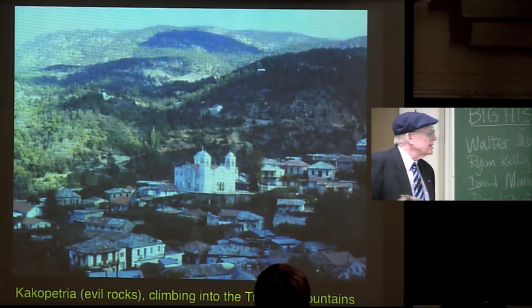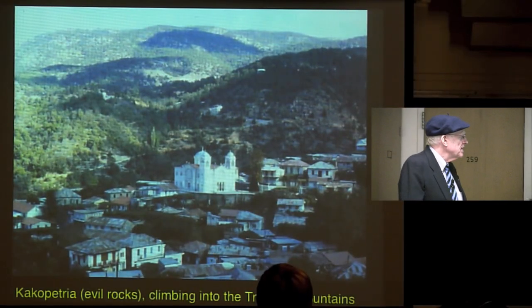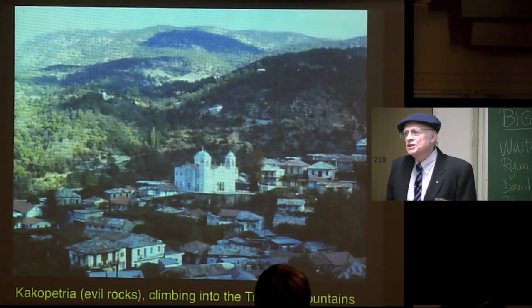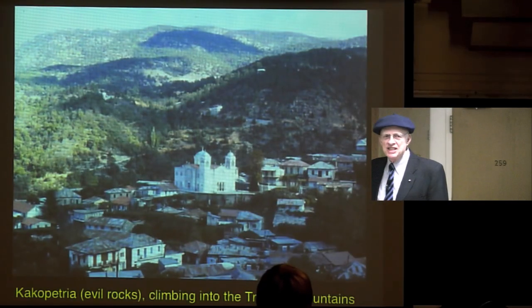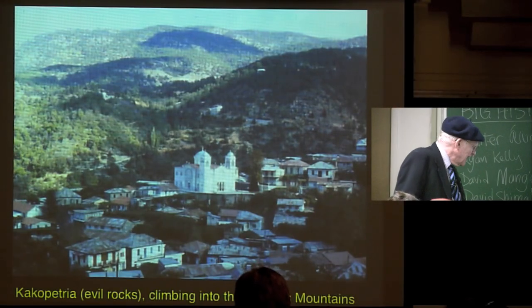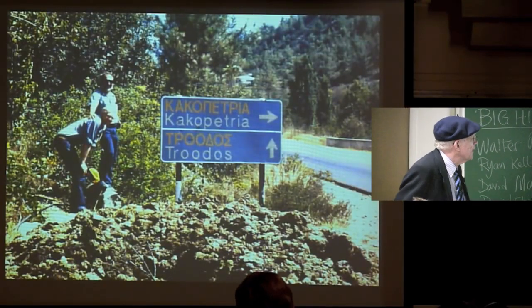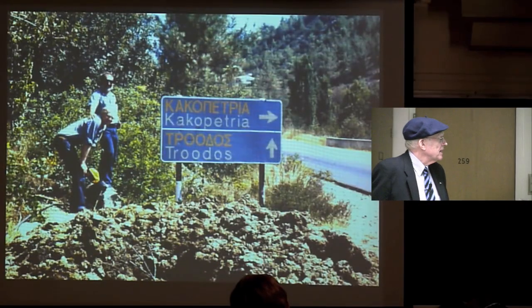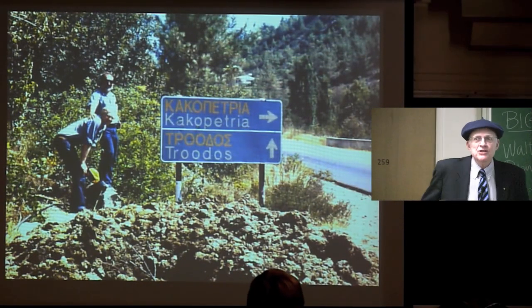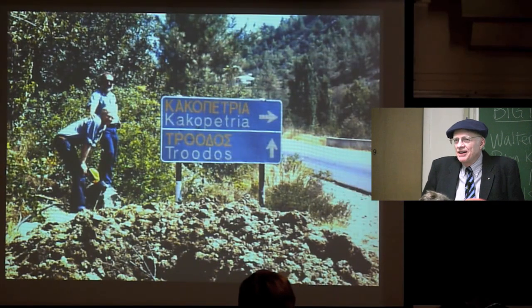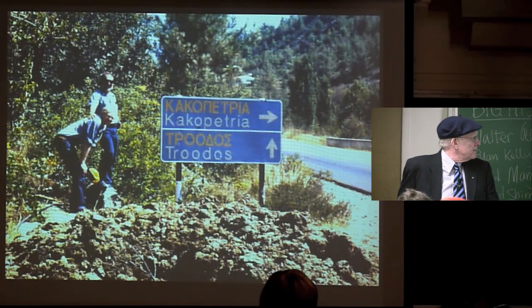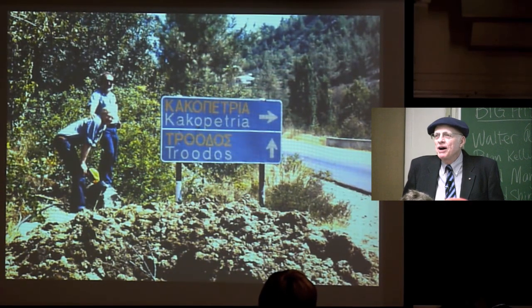Okay, so we started climbing up into the Troodos Mountains, and we went through this pretty little village called Kakopetria, which Eldridge explained to us in Greek means evil rocks. And I thought, that's a good sign. So we climbed a little bit higher, and there was a sign leading to the Troodos, and Eldridge had been telling us this great story about what he discovered there, and I was a little skeptical, and I was even more skeptical when I realized that in front of the signpost was a great big pile of horse manure.